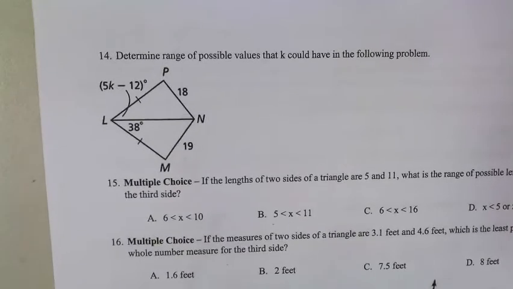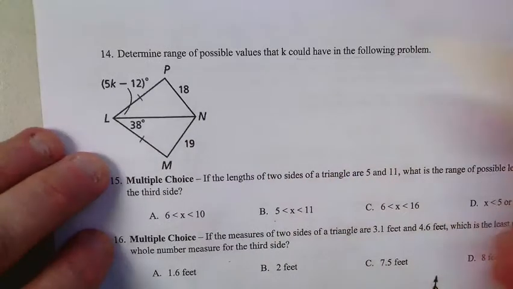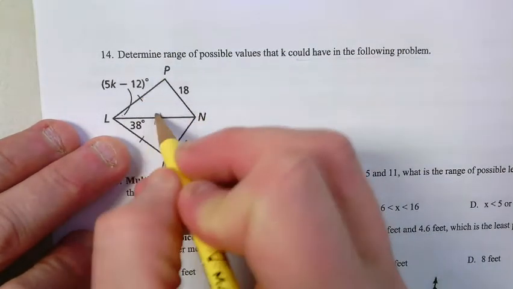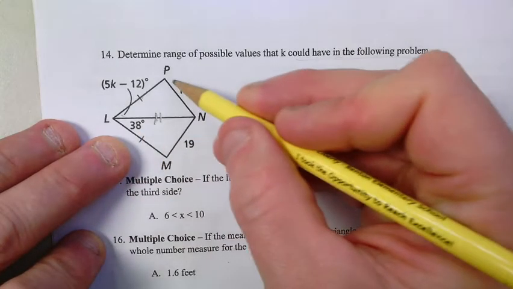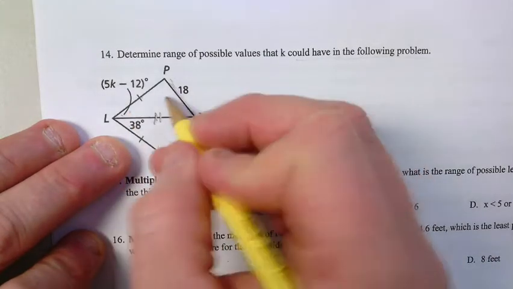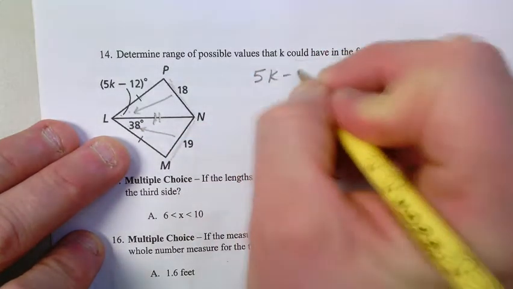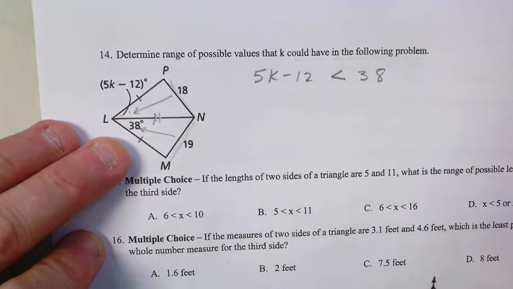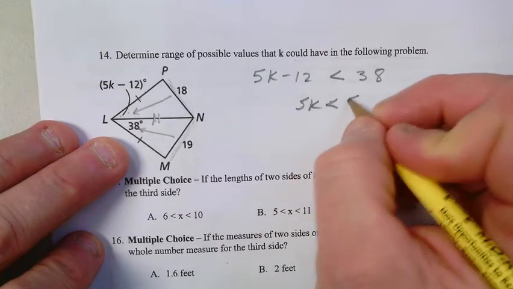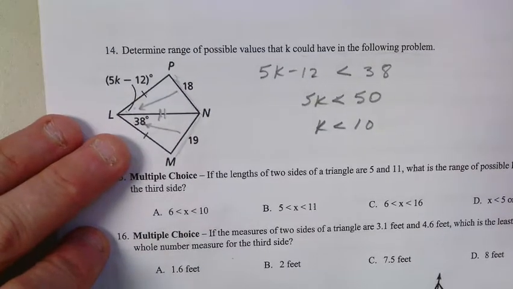Looking at the back side, it says determine the range of possible values k could have in the following problem. So if I look at this, I know that since we have side angle side and side angle side, this side right here being smaller than this side makes this angle smaller than this angle. So again, I might want to just point that relationship there. So I'm going to write down 5k minus 12 is smaller than 38. Now, if I add 12 to both sides, I get 50. And I know k has to be less than 10 if I divide both sides by 5.